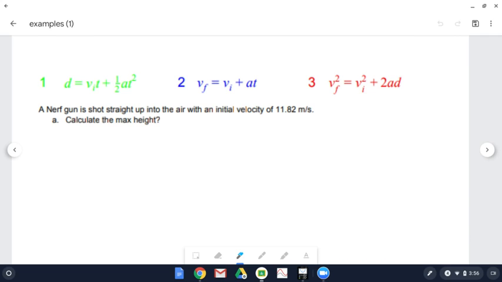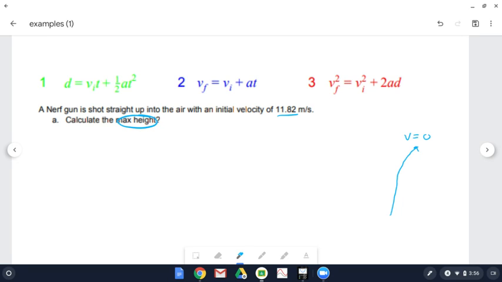A Nerf gun is shot straight up into the air with an initial velocity of 11.82 meters per second. We're going to calculate the max height that it reaches. So basically what happens is we have this Nerf gun, the bullet is being shot straight up, and it's going to stop up here, right? And the key word I said is it's going to stop.